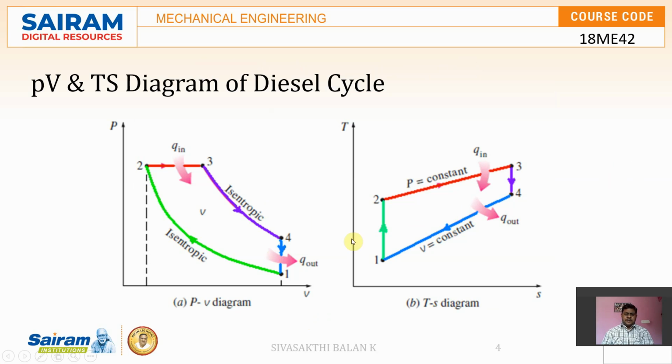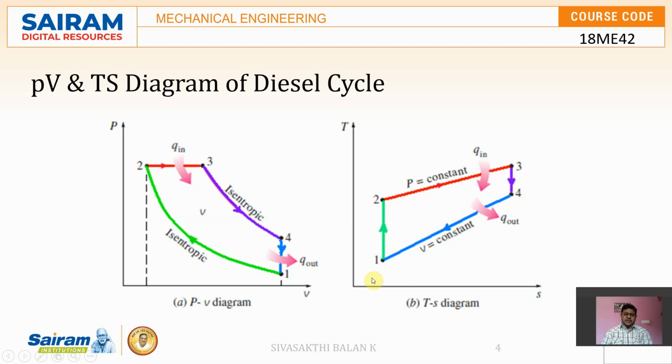And this diagram shows how the pressure and volume vary in the diesel cycle, as well as the temperature and entropy. Again, there are four processes in the diesel cycle: two isentropic processes, one constant pressure process and one constant volume process. Compression and expansion take place in isentropic processes, heat addition takes place when the pressure remains constant, and heat rejection takes place when the volume remains constant, that is between 4 and 1. This represents the TS diagram.